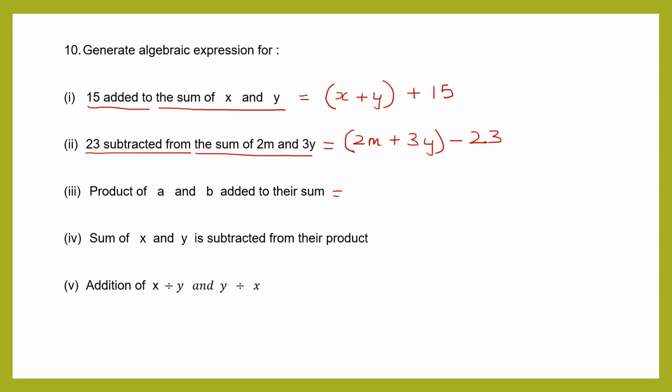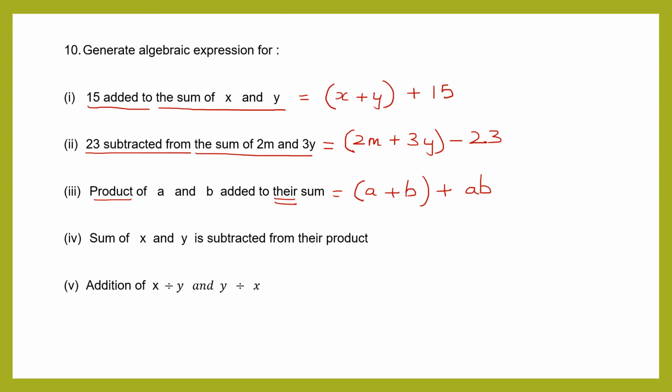Next one. The product of A and B is added to their sum. Their sum means the sum of A and B. What is the meaning of product? Multiplication. A into B is added to A plus B. So A plus B is the sum, and to this we add the product of A and B. A into B can be written as AB.